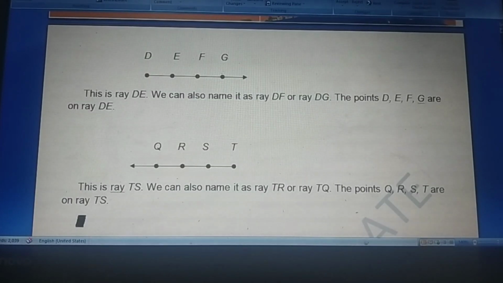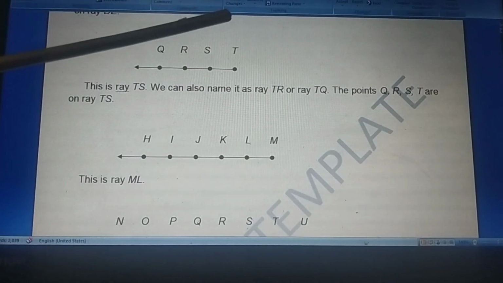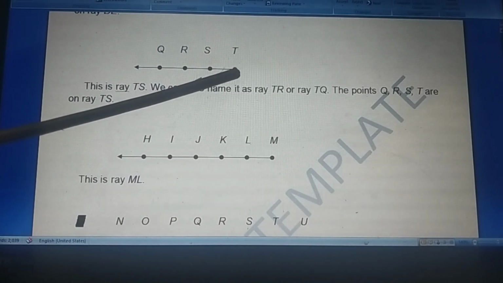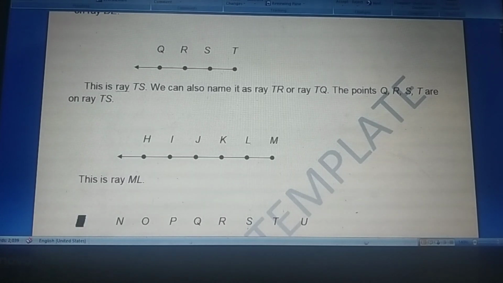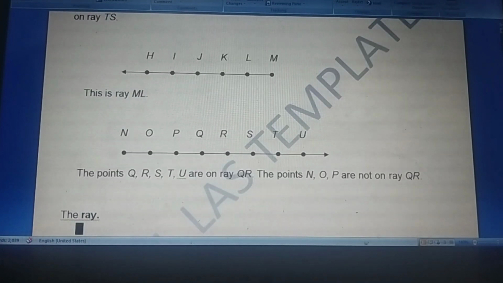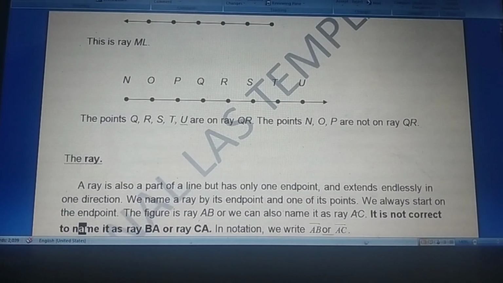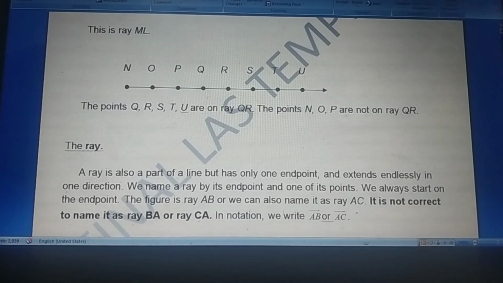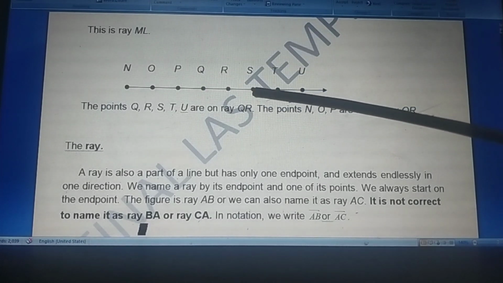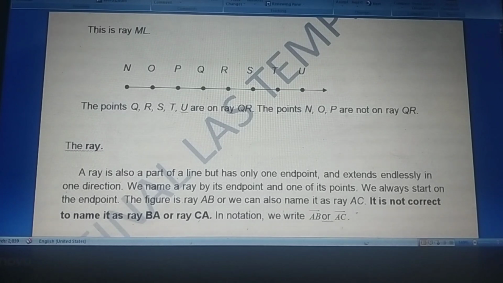Next, ray DE. You can also name it as ray DF, ray DG, and the points D, E, F, G are on ray DE. Another is ray TS. We begin with its endpoint, T. We can also name it as ray TR, ray TQ. Points Q, R, S, T are on ray TS. Next, we have ray ML. M is its endpoint. You can also name this as ray MK, MJ, ray MH. Next we have ray QR. The points Q, R, S, T, U are on ray QR. The points N, O, P are not on ray QR.